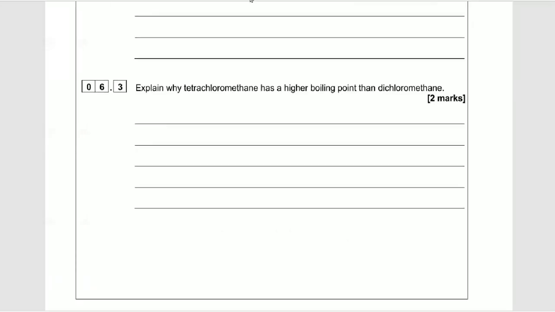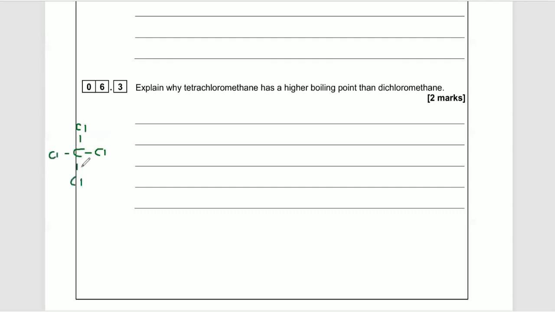Now we're going to move on to 6.3. So once again, pause the video and have a go. Explain why tetrachloromethane has a higher boiling point than dichloromethane. So tetrachloromethane, again, has these chlorine atoms that are delta negative and the carbon is delta positive. However, the charges cancel out.